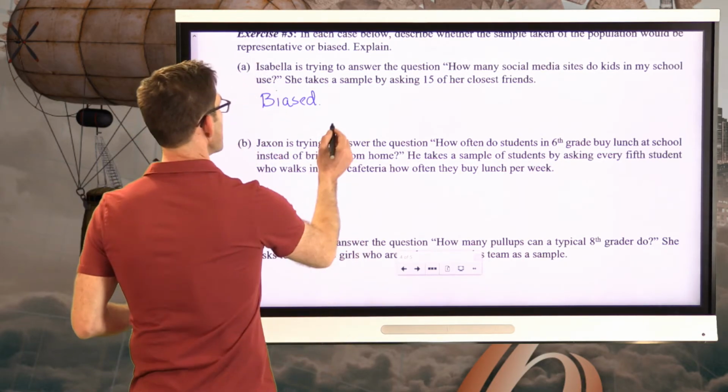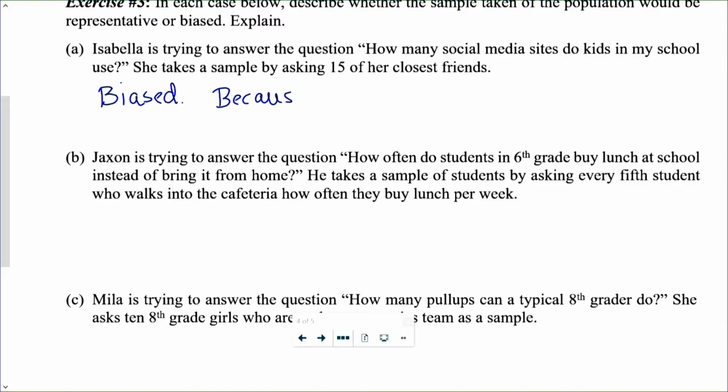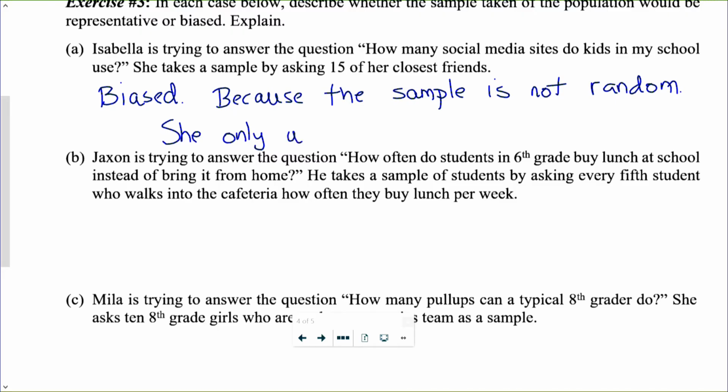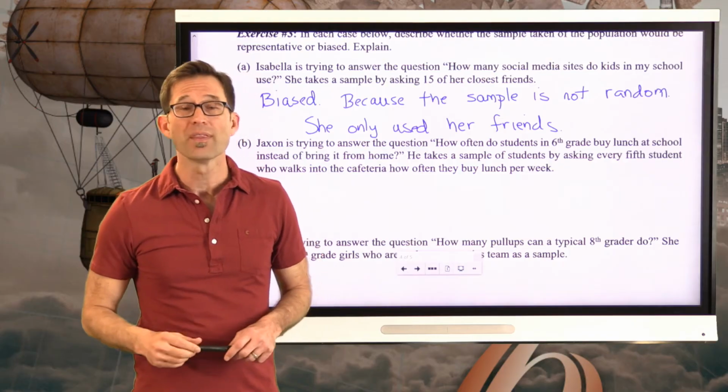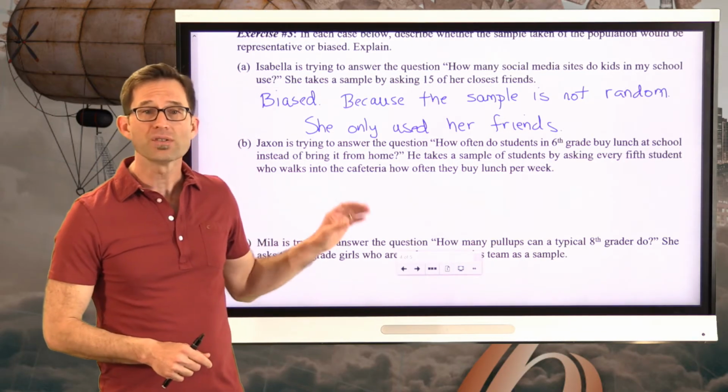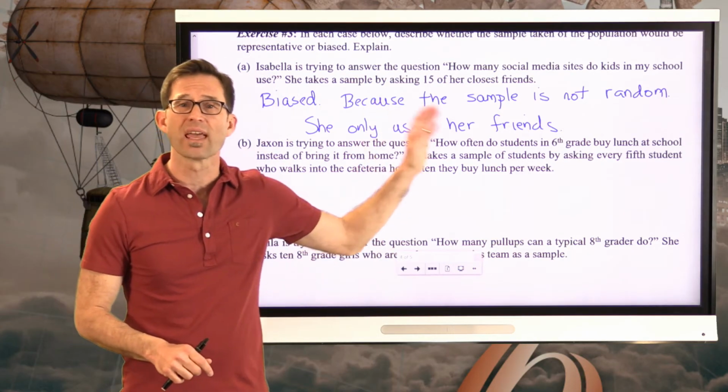So this one is biased, and it's because the sample is not random. She only used her friends. Now, side note, if her statistical question was, how many social media sites do my friends use? Then asking 15 of her closest friends probably would be a good idea. But if she's talking about just kids at her school, this is biased because the sample is not random.